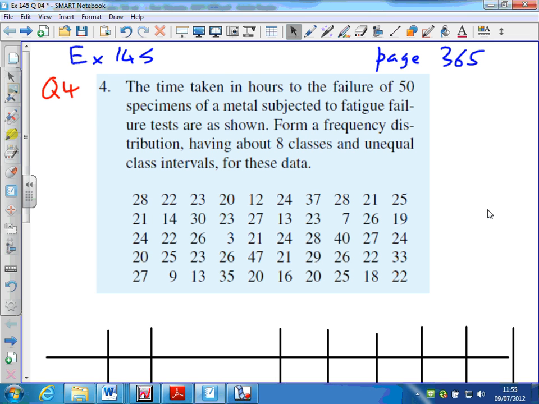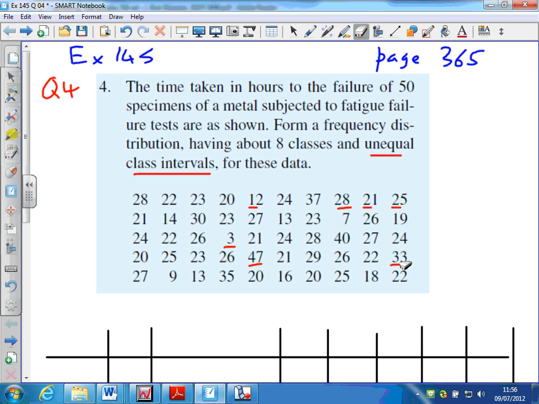So the first thing we're asked to do in this question is to form a frequency distribution having about 8 class intervals with unequal class interval size. And the reason why it's a good idea to have unequal class interval sizes is because if you look at the data, it ranges from 3 right up to 47, but it's not evenly distributed by any means. There's lots of data in the 20s and then only a few less than 10, a few between 10 and 20, and also a few in the 30s and 1 or 2 in the 40s. So in other words, the data is not evenly distributed.